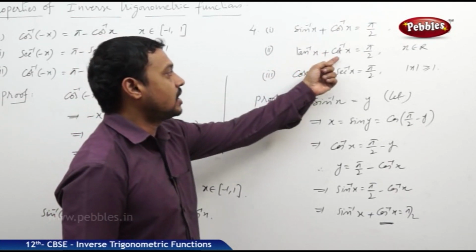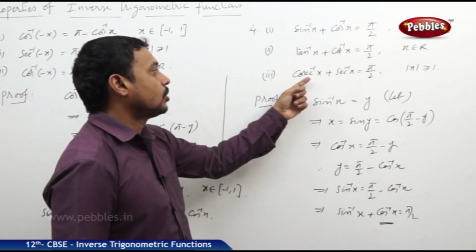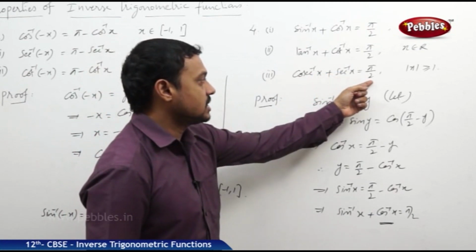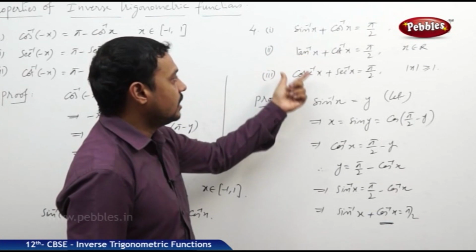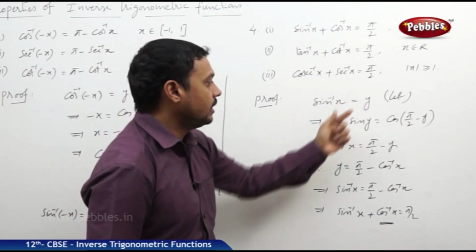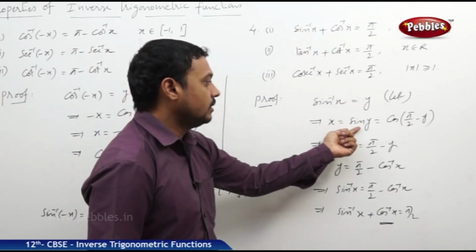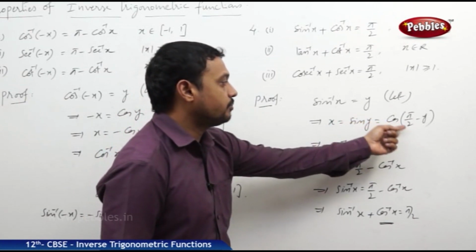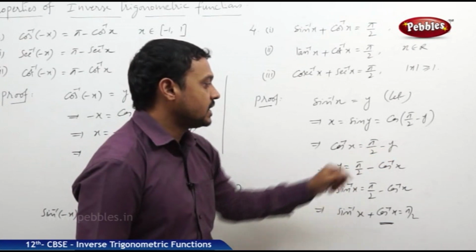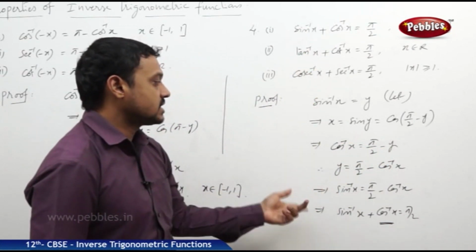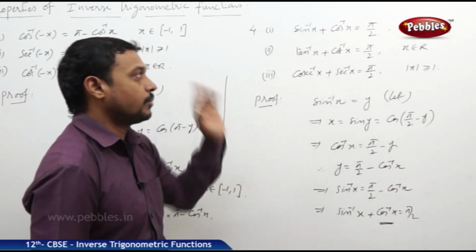Tan inverse x plus cot inverse x is equal to pi by 2. Cosecant inverse x plus secant inverse x is equal to pi by 2. For this case, consider tan inverse x is equal to y, x is equal to tan y, but tan y is equal to cot of pi by 2 minus y, like that. And cot inverse x is equal to pi by 2 minus y, where y is equal to tan inverse x, and substitute and get that second property.